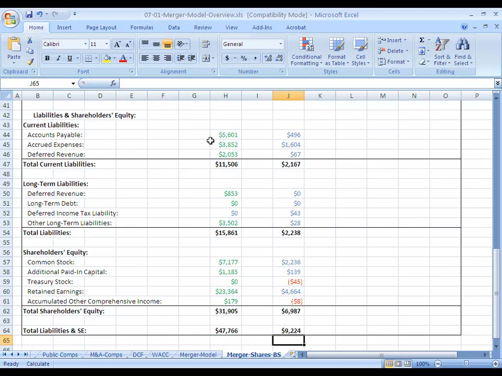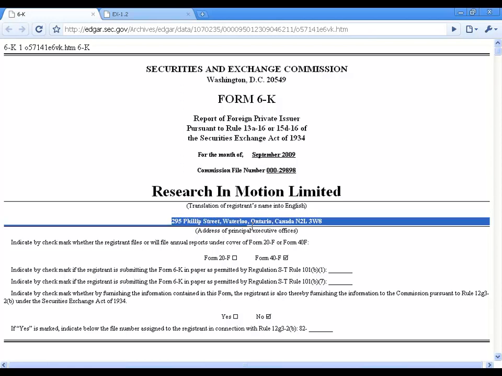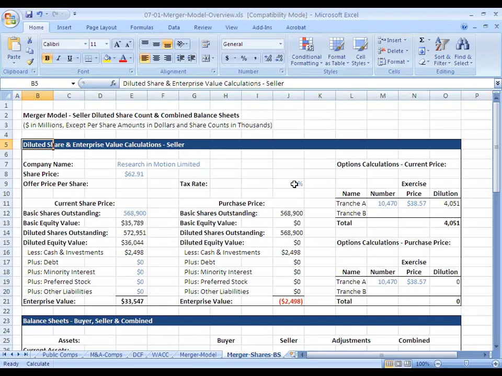The reason it's called a 6K here, as opposed to a 10K or a 10Q, is because Research in Motion is a foreign company. It's based in Canada, as you can see right here, and so the terminology is a little bit different. But the concept is exactly the same, and everything in here is actually in US dollars because most of their customers, almost all of their revenue, is coming from the US. So that's some of the setup here that is going to be necessary for a merger model.